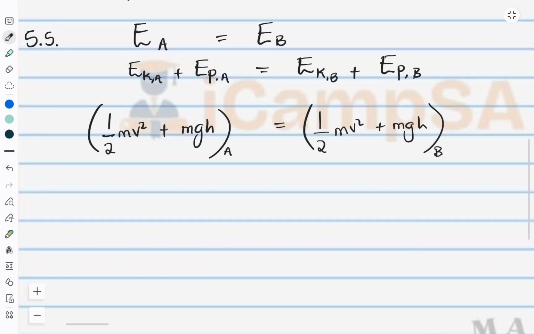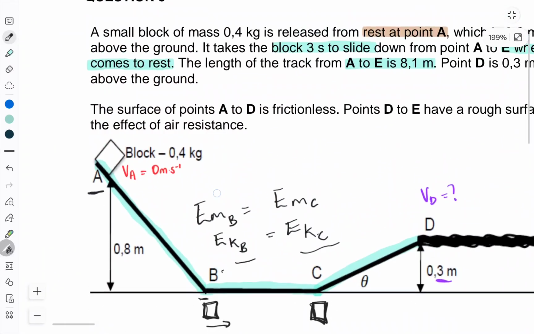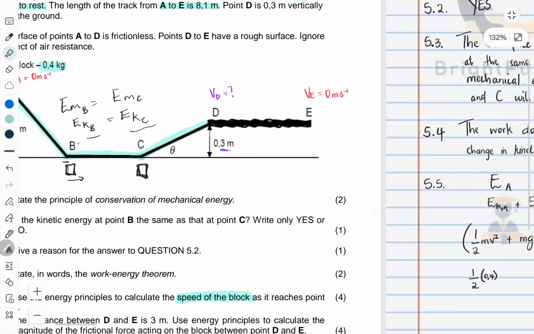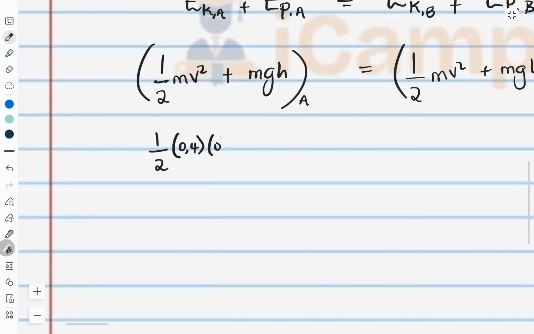It's not an issue. Now at point A, you can substitute if you want, but I would simply write a 0. You can substitute the 0 and the mass and so on. We have 0.4, which is the mass of the block. Where is it? It's this guy here. That's the mass of the block. And then our velocity at A, remember we said it's 0, so that's 0 squared. mgh, mass is still 0.4, 9.8 times our height at A, I think it's 0.8.